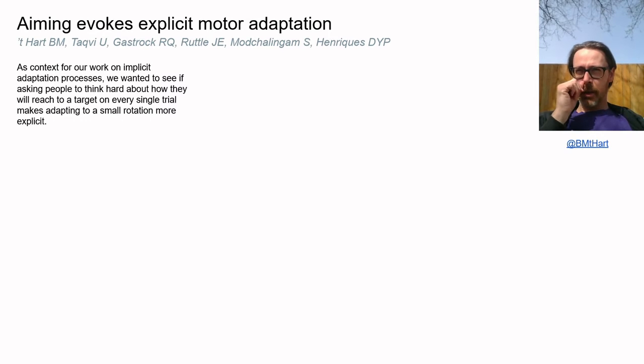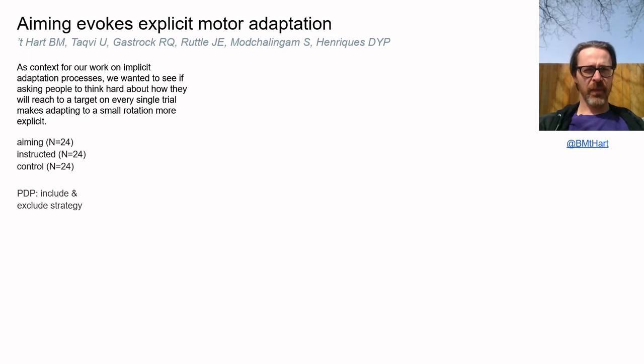In particular, we are interested in what adding an aiming response does to the way people adapt to a rotation. By asking people to think very hard about in which direction they're going to move their hand relative to a target, this might be the same as telling them what the perturbation is and how to counter it. So we did an experiment where one group of participants does aiming before every trial, another group is given an instruction telling them about the rotation and how to counter it, and a control group does neither of these things.